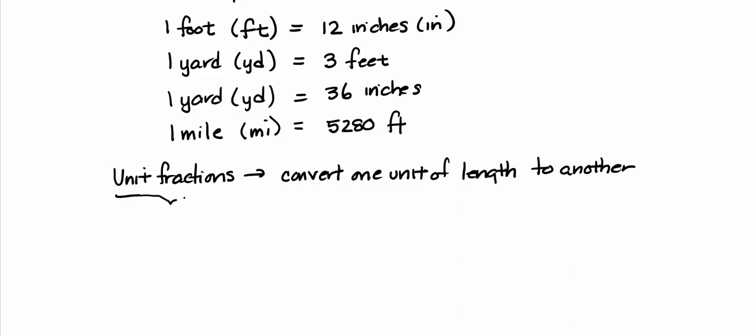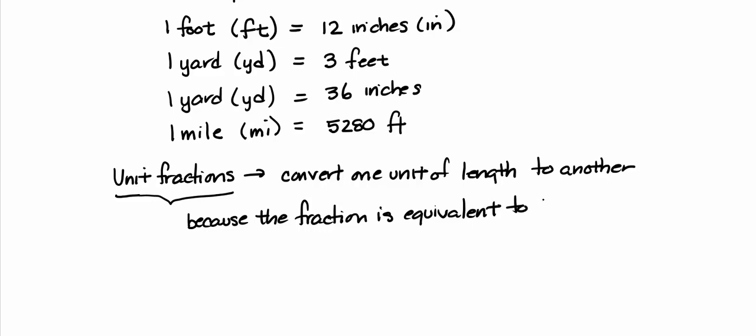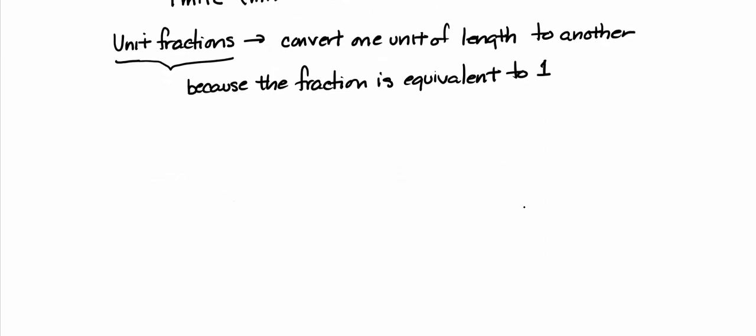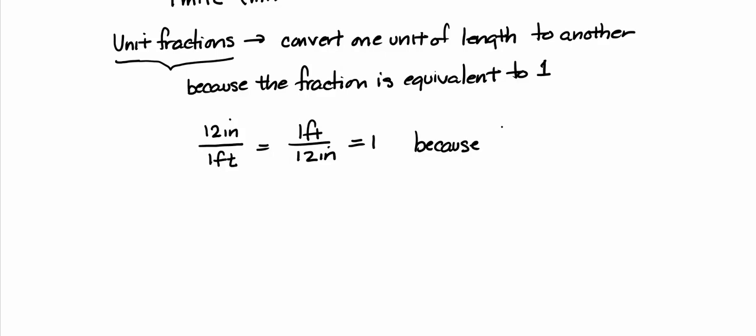Basically, we call it a unit fraction because the fraction is equivalent to 1. And when you multiply anything by 1, you get your original value back. So here are some examples of unit fractions. Say 12 inches over 1 foot. It's the same as 1 foot over 12 inches. And they both equal 1 because that's the same distance, right? If I took a ruler and I called it, well, that's 12 inches or a foot, it's the same thing, because 1 foot is the same as 12 inches. And anything over itself is equal to 1.